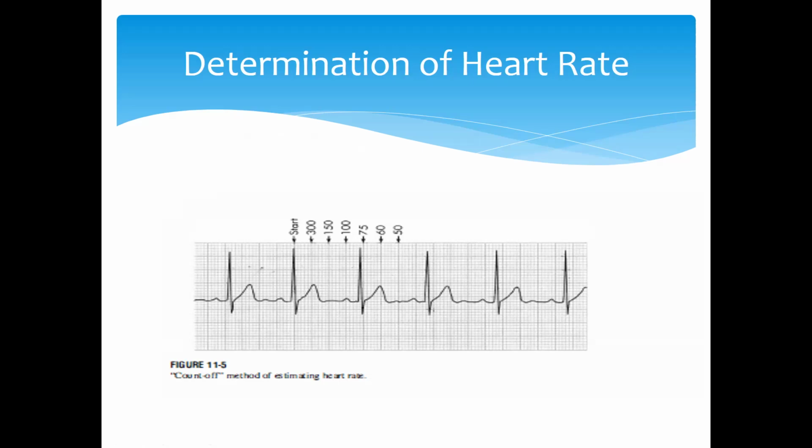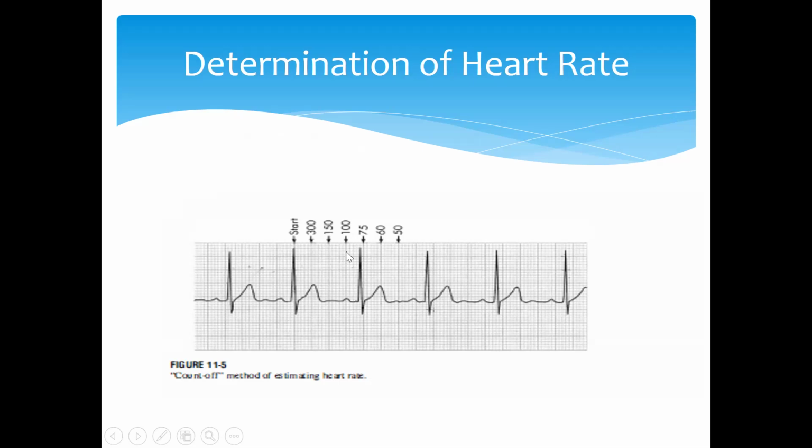So one box after the QRS, which is just falling on this right hand, is equal to 300 beats per minute. Two boxes equal 150 beats per minute, three equal 100 beats per minute, four boxes equal 75, five boxes equal 60 beats per minute, and six boxes equal 50 beats per minute.